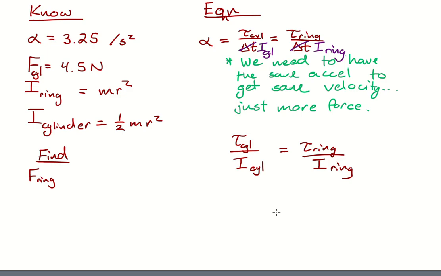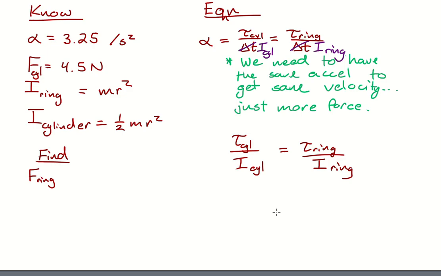F R sine theta. Now, as we look at this, let's just think about what we really need. Do I know theta? If I'm pulling on a wheel or a gear or something, what's theta always going to be? 90, and the sine of 90 degrees is 1. Do I really need to write it?